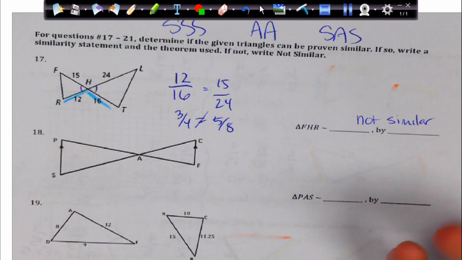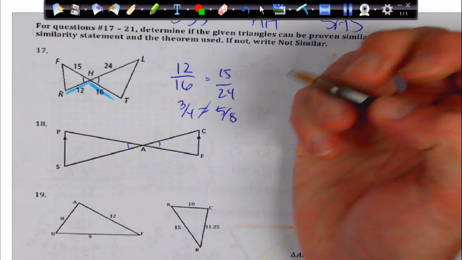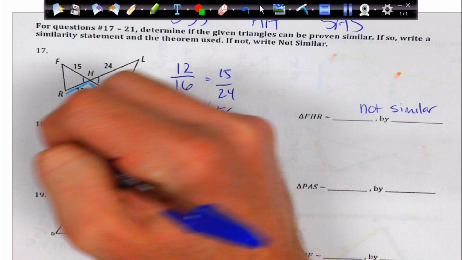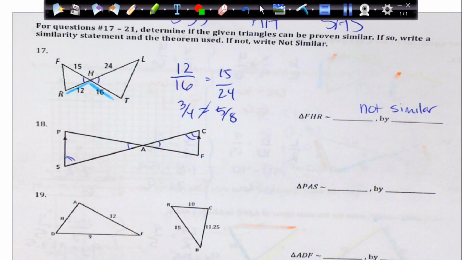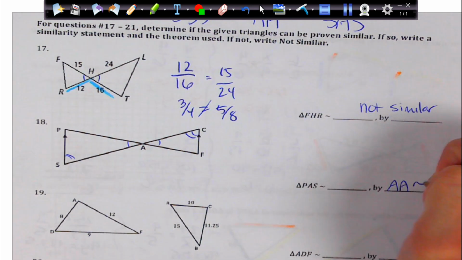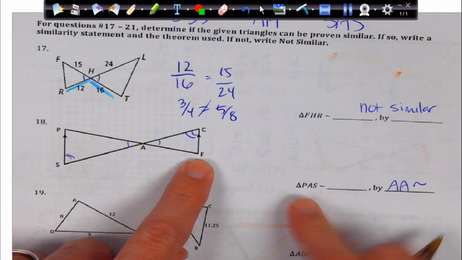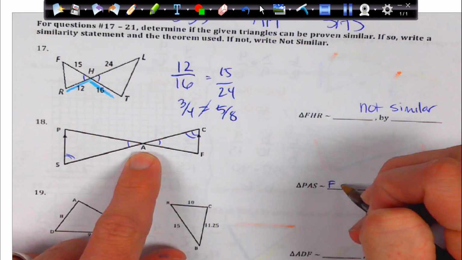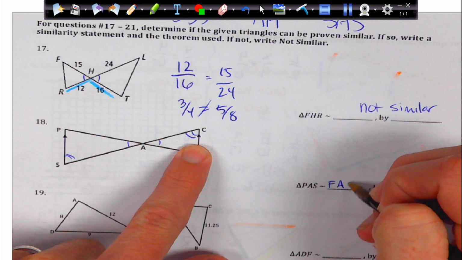Okay, next one, I don't have any side numbers, so it can't be either of these two. So it has to be angle, angle, or it's nothing. And so I see the vertical angles, and I see, of course, alternate interior angles, so it's definitely angle, angle similarity. P is going to match up with F, A is going to match up with A, and S is going to match up with C.